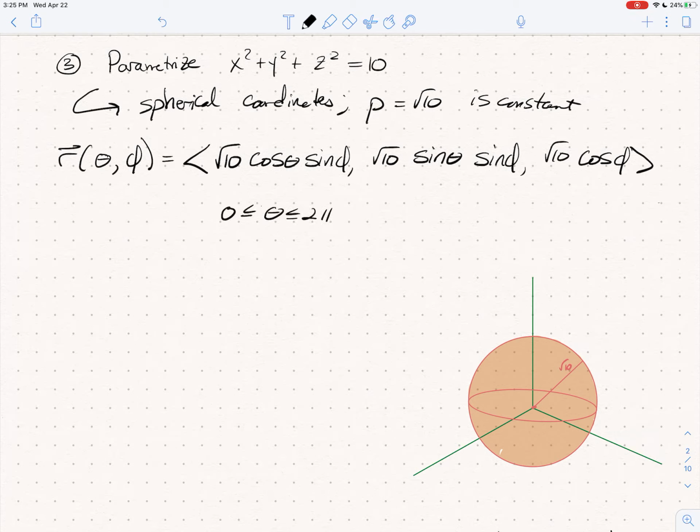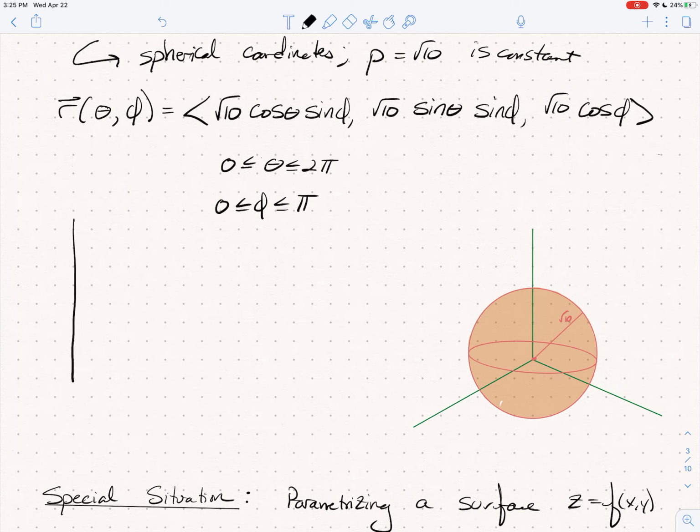So theta, of course, goes all the way around, so 0 to 2 pi. And then phi, keep in mind, phi starts here, and then you swing, and you're allowed to swing all the way down to pi. We want the whole sphere, so phi is going to go between 0 and pi.